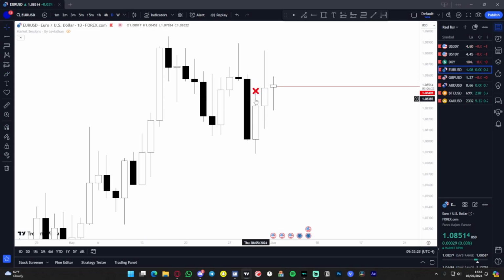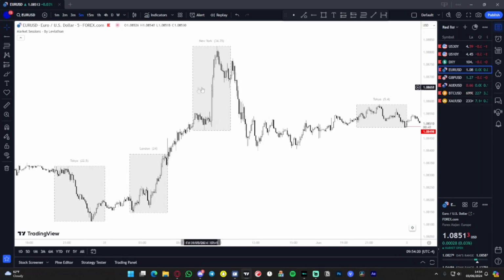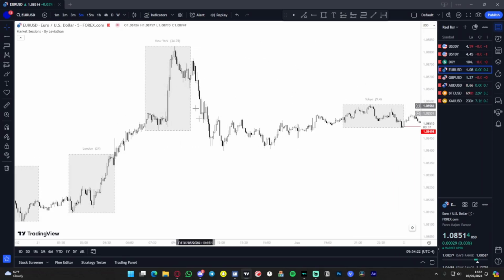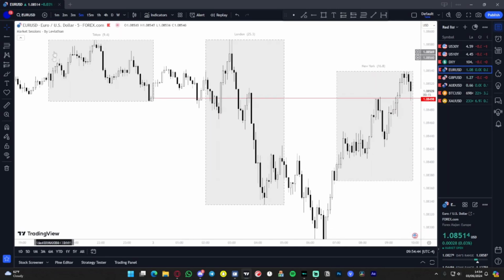Once that high gets taken out, we then assume, with the knowledge that we have been provided by ICT and also the knowledge from my videos, that there is enough liquidity on that liquidity pool, the swing point. We then, on the current price action here, expect a reversal. If you want to trade London, this is how you would do it. I personally wait for something like that to happen, so previous day high to get taken out.